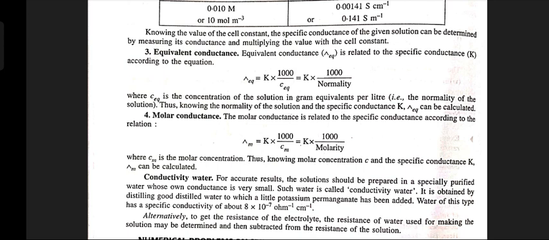The conductivity water. For accurate work, the solution should be prepared in specially purified water whose own conductance is very small. This water is called conductivity water. It is obtained by distilling good distilled water to which a little potassium permanganate has been added. Water of this type has a specific conductivity of about 8 into 10 to the power minus 7 ohm inverse centimeter inverse. Alternatively, to get the resistance of the electrolyte, the resistance of the water used for making the solution may be determined and then subtracted from the resistance of the solution.